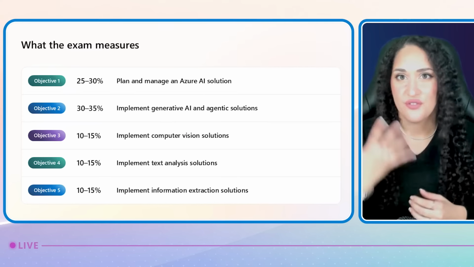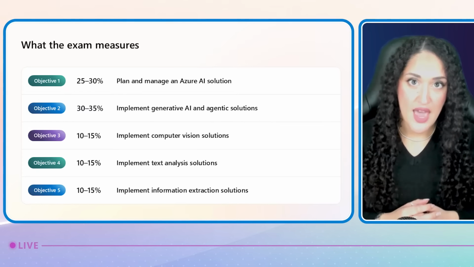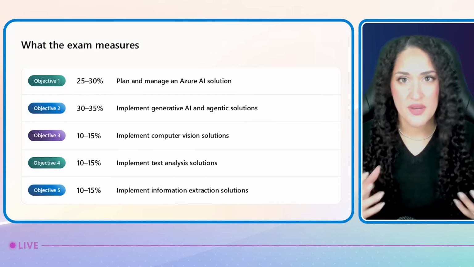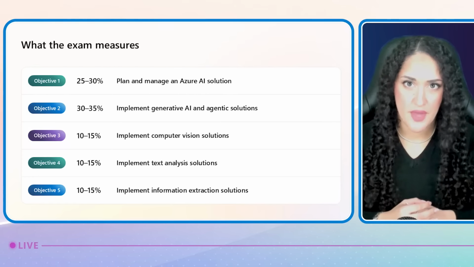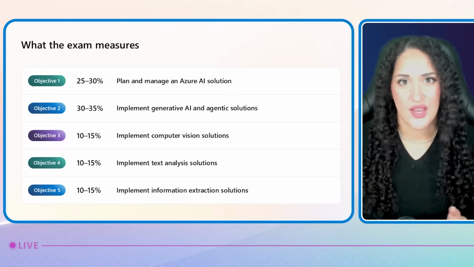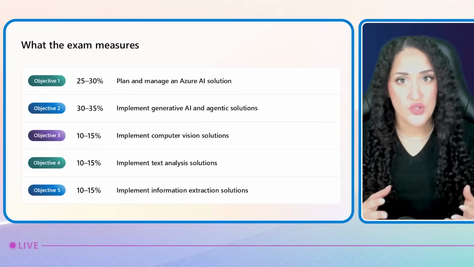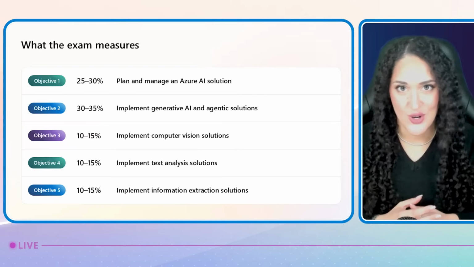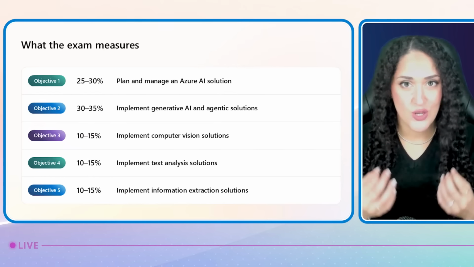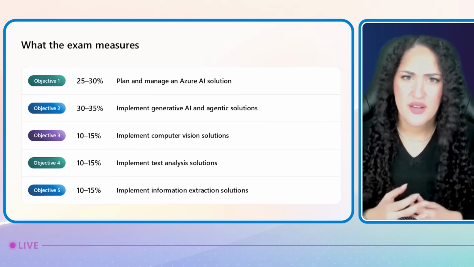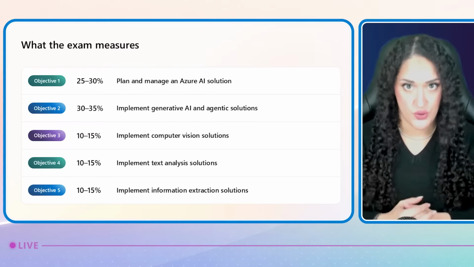This slide breaks down the 5 objective domains, each with a specific weight. Generative AI and agents is the biggest weight at 30 to 35%, so make sure you spend some time there. Planning and managing an Azure AI solution comes next at 25 to 30. Computer vision, text analysis, and information extraction each carry 10 to 15%. Every skill matters. But if you're short on time, prioritize the heavier weighted areas first.